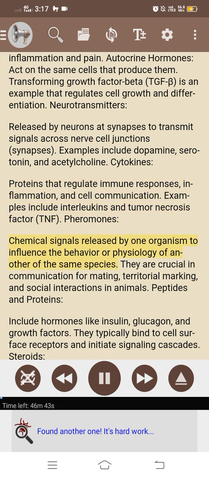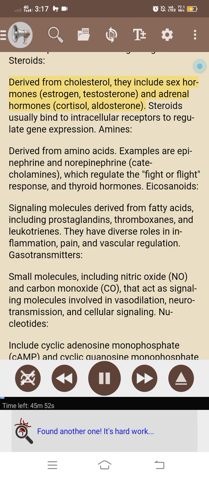Pheromones are crucial in communication for mating, territorial marking, and social interactions in animals. Peptides and proteins. Include hormones like insulin, glucagon, and growth factors. They typically bind to cell surface receptors and initiate signaling cascades. Steroids. Derived from cholesterol, they include sex hormones estrogen, testosterone, and adrenal hormones cortisol, aldosterone. Steroids usually bind to intracellular receptors to regulate gene expression.